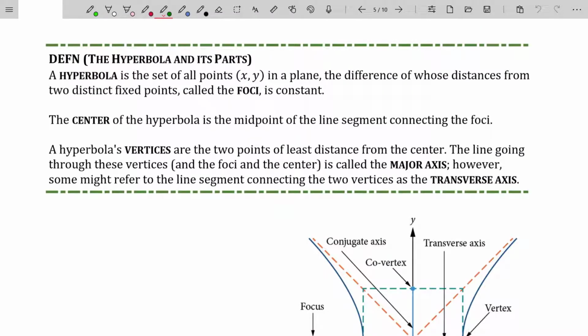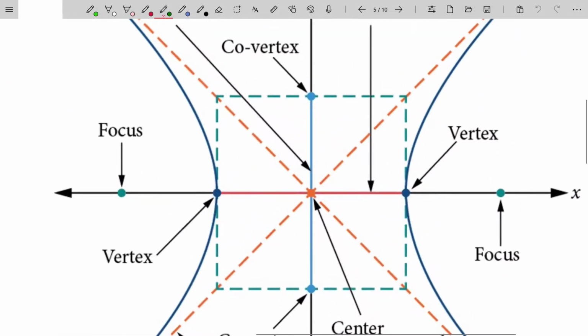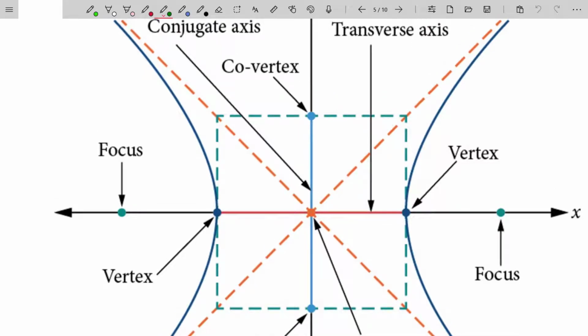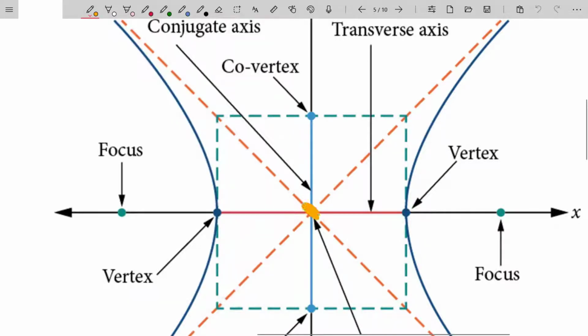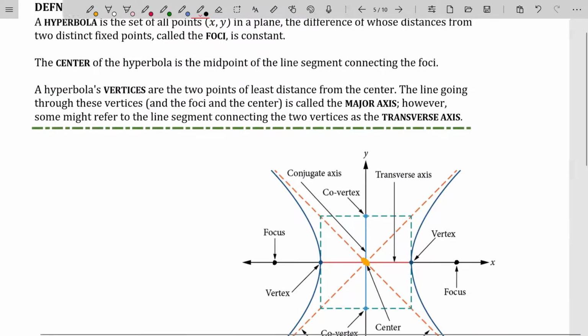The center of the hyperbola is the midpoint of the line segment connecting these foci. So here's a picture of a hyperbola. We have the center, let me get orange on here so I match that color. The center is this point right here, halfway between the two foci. And the foci are these right here. This is one focus, that's the other. And the plural of focus is foci. So the two foci are equidistant from that center, and the center is halfway between them. That's what I mean by that.